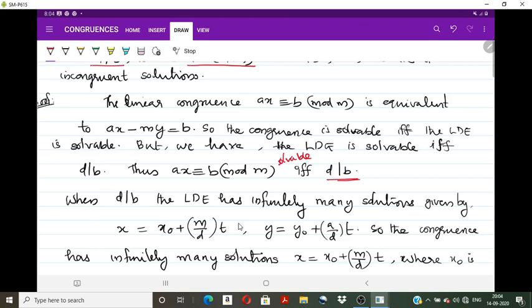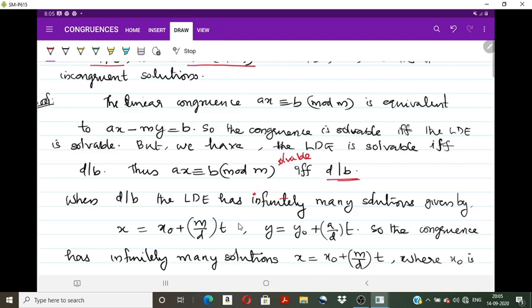Now we need to show that the number of incongruent solutions is actually d. When d divides b, we have already seen that the linear Diophantine equation has infinitely many solutions given by x equal to x naught plus m by d into t, and y equal to y naught plus a by d into t.